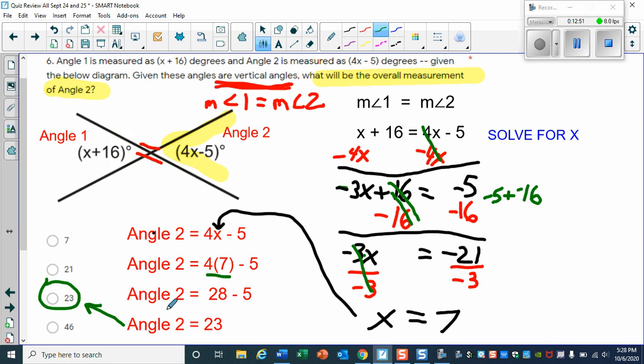So angle 2, that measurement equals 23 degrees. And similarly, 7 plus 16 is also 23. So it works.